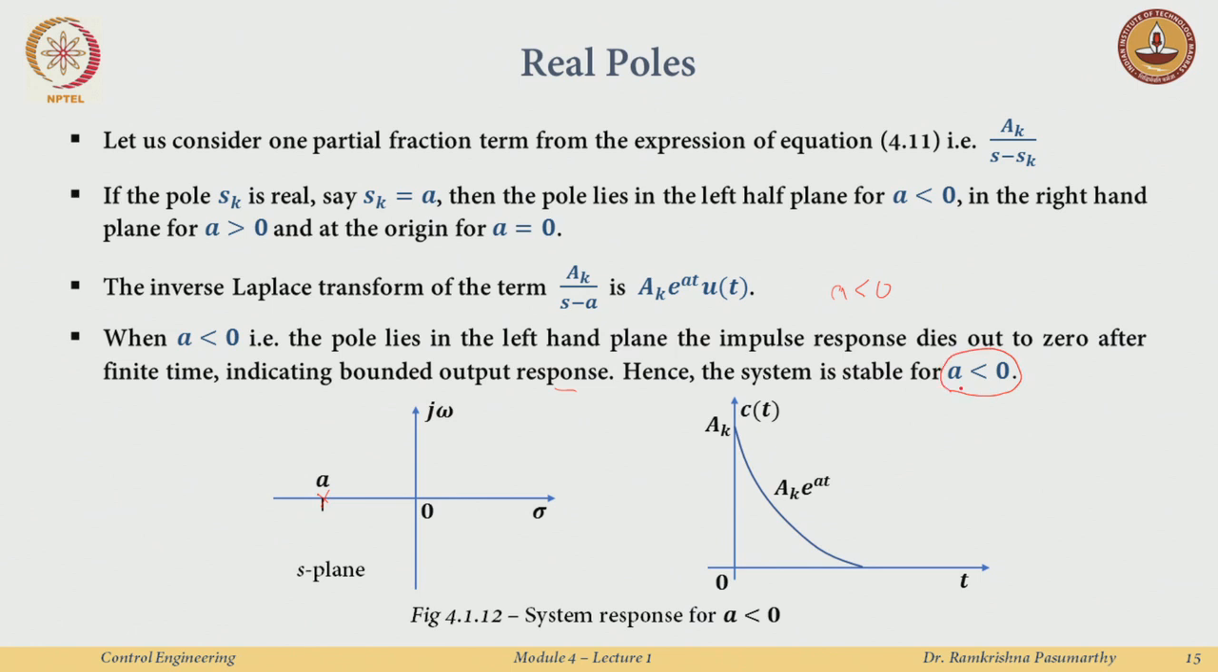So, my first observation I could make is, if I have a transfer function of the form A over s plus a, and a lies in the left half plane, then my impulse response of the system is bounded, and therefore, by the first definition I could say that the system is stable.